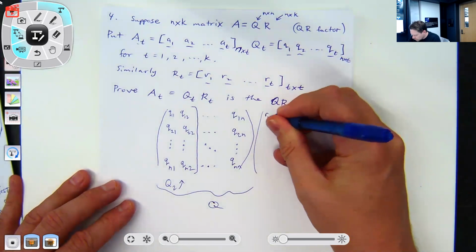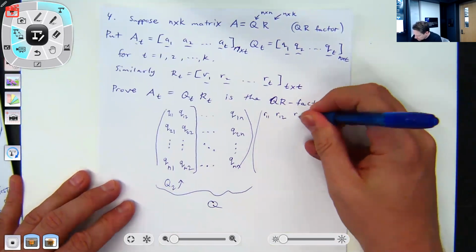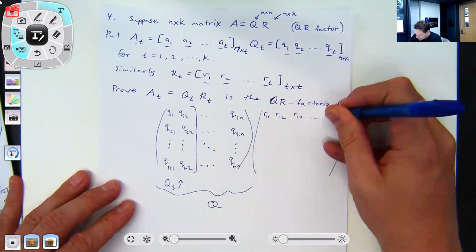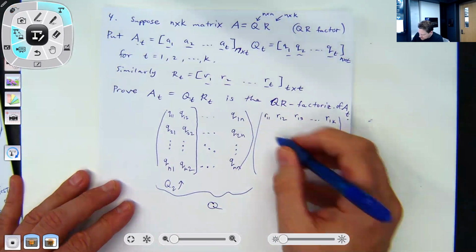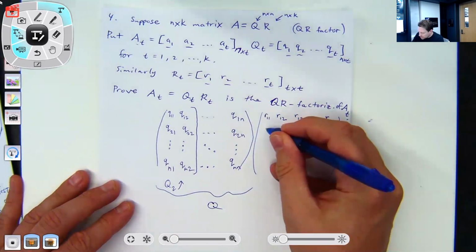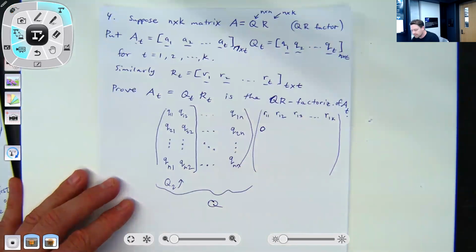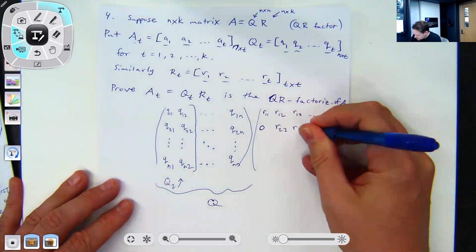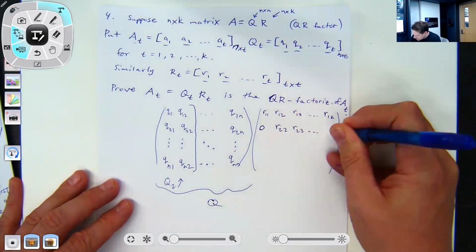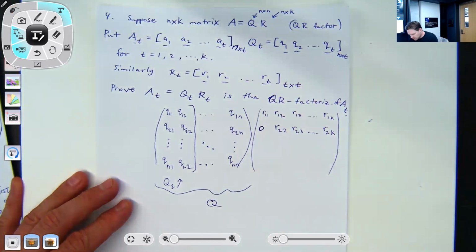So we have R11, R12, R13, dot, dot, dot, R1K. And then below that, remember this is upper triangular, so we have a 0 below that diagonal entry. And then here we have R22, R23, and so on, dot, dot, dot, R2K. Okay, great, that's the second row.